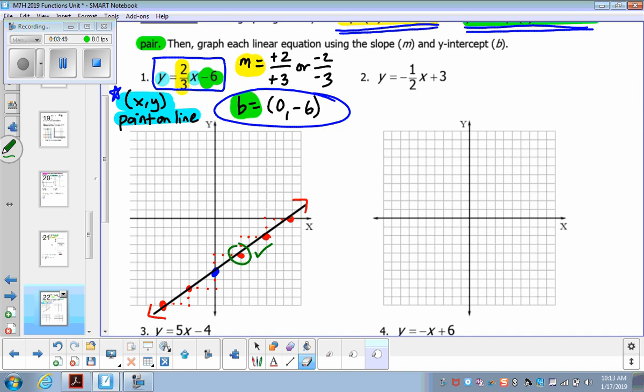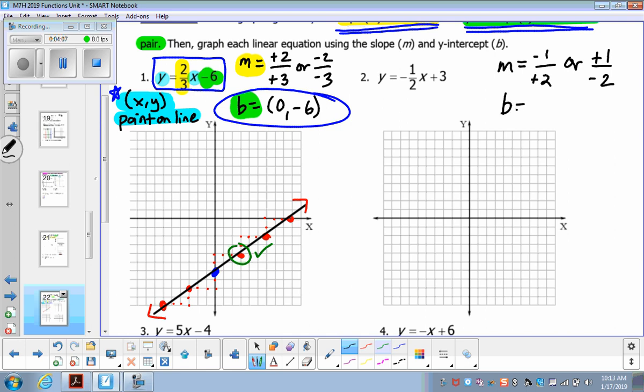So for number 2, the first thing we're going to do is identify the coefficient. This time it's a negative 1/2. That means we can go down 1 over 2, or the negative can be with the denominator, meaning we'll move up 1, back 2. The next thing we're going to identify is that the constant is a 3. So we're simply going to start at 0, 3. We know when we plug a 0 into this equation, we're going to get a 3.